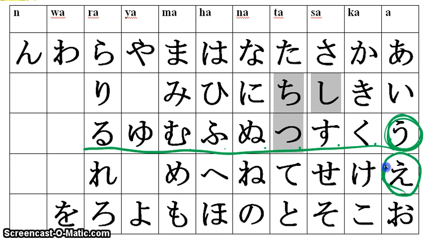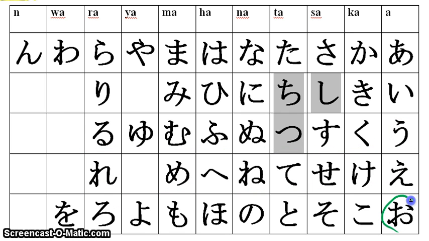This is the vowel sound e. So all of these end with the e sound. Ke, se, te, ne, he, me, and re. And this is the vowel sound o. So all of these others end with the sound o. Ko, so, to, no, ho, mo, yo, ro, and wo.